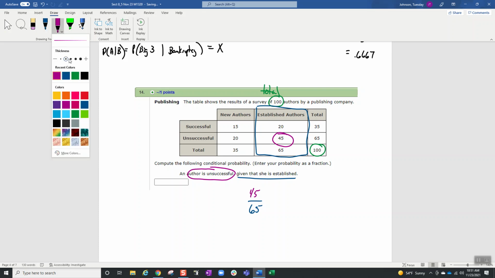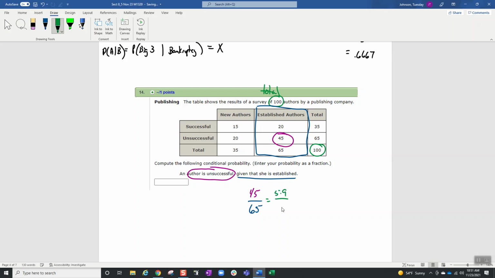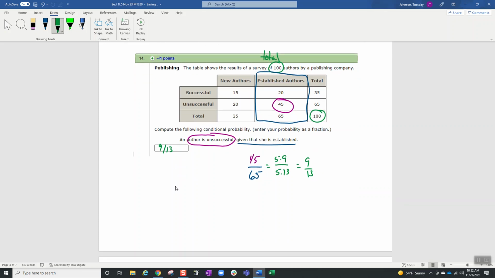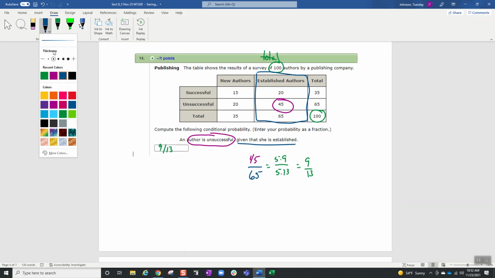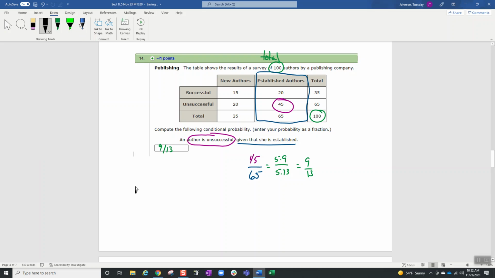somehow. We could reduce it pretty easily. That's 5 times 9 over 5 times 13. Yes. So that's 9/13. But we could also do this like what I call the long way. The long way is using this formula. Okay, that's it. That's done. That's how I do this problem every time I have to do this problem.